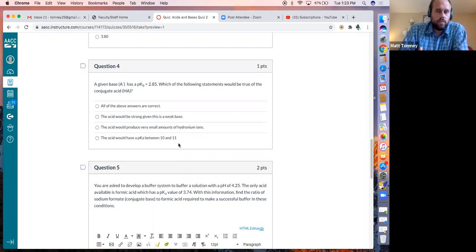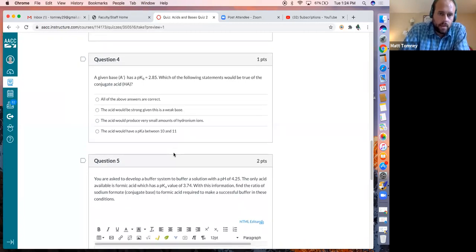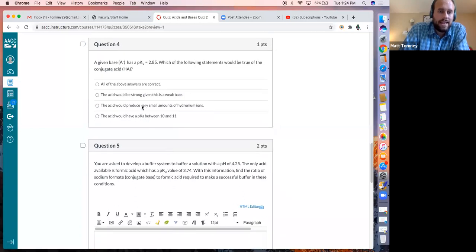Now this, we should be able to deduce based on everything else. Why is that the case? Because what did we just say about this acid? It's weak, right? So if an acid is incredibly weak, then it has a very low ability to produce hydronium ions. It's not going to dissociate very well, meaning it's not going to give off a lot of acidity. So the correct answer here would be the acid would produce very small amounts of hydronium ions.